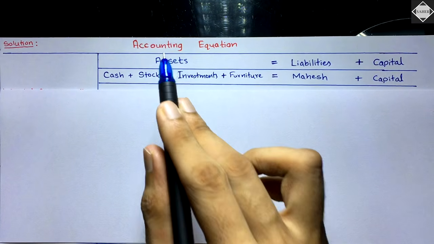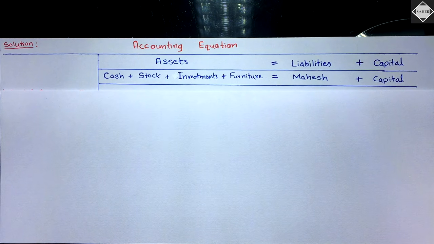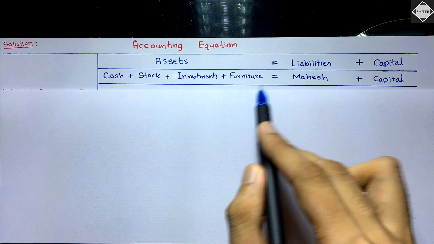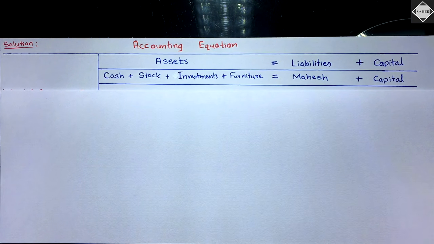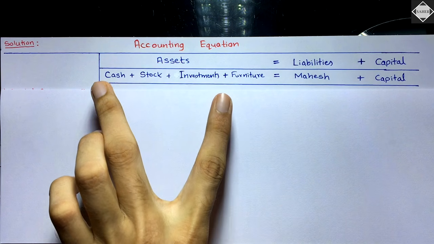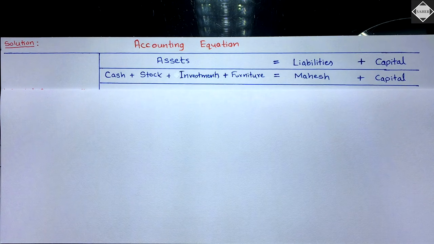So see the accounting equation, assets is equal to liabilities plus capital or equity, right? And then you'll be wondering, what are these subheadings? Cash, stock, investments, furniture is equal to Mahesh plus capital. See, it's very simple. This is just the breakdown of the assets. What all assets we have in this question, what all liabilities we have in the question. That's the breakdown. Okay, simple.